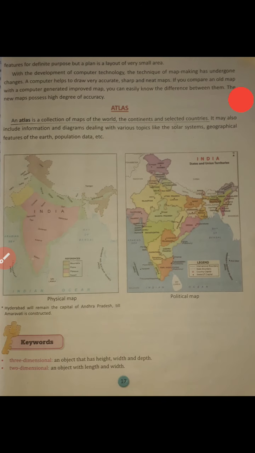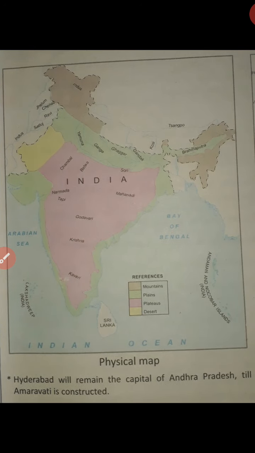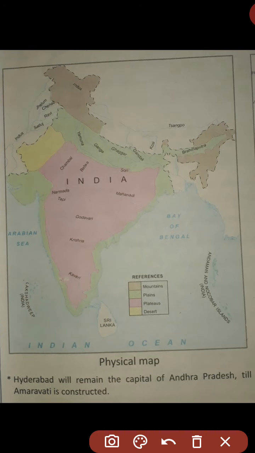Okay, then come to Atlas. What is an atlas? An atlas is a collection of maps of the world, the continents and selected countries. It may also include information and diagrams dealing with various topics, such as the solar system, geographical features of the earth, population data, etc.